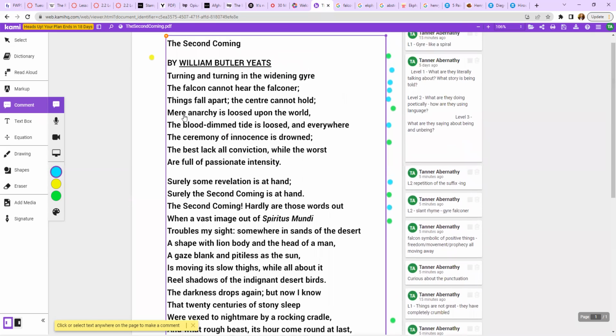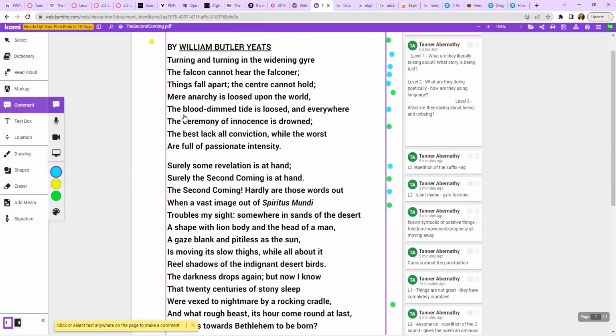Okay, so I'm going back and noticing something we probably could have looked at at the top. Let's count syllables. Turning and turning in the widening gyre, that's 12. The falcon cannot hear the falconer. Things fall apart, the center cannot hold. Those are 10 each. Mere anarchy is loosed upon the world: 10. The blood-dimmed tide is loosed, and everywhere the ceremony of innocence is drowned: 10, 10. The best lack all conviction, while the worst are full of passionate intensity: 10.